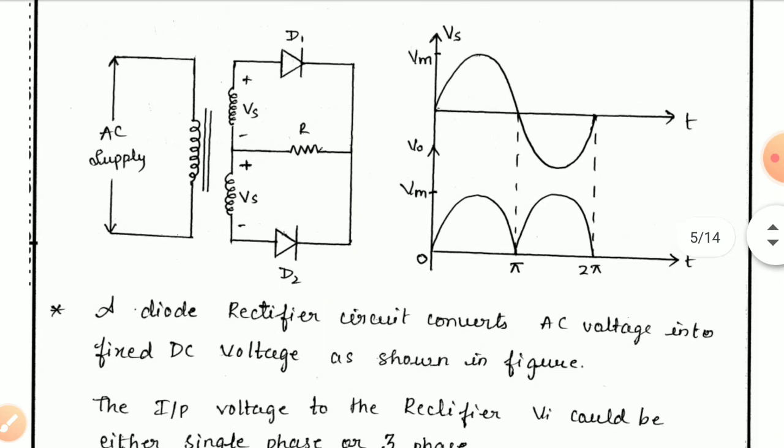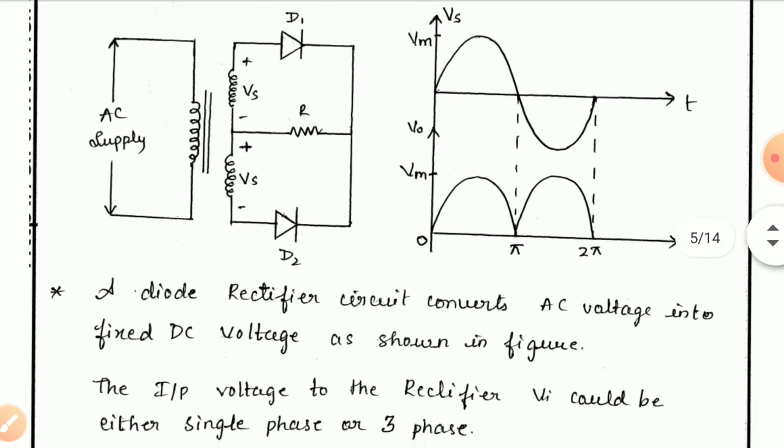So Vm is the maximum voltage, Vs is the supply voltage, and you can calculate Vm as Vs times root 2, and this is the output voltage which is given below. So here the diode rectifier circuit converts AC voltage into DC, which I already explained.